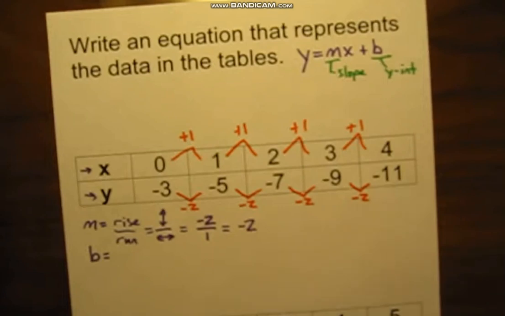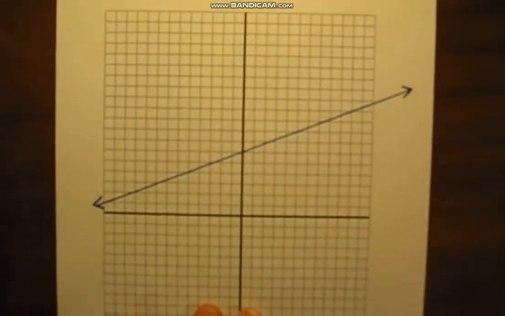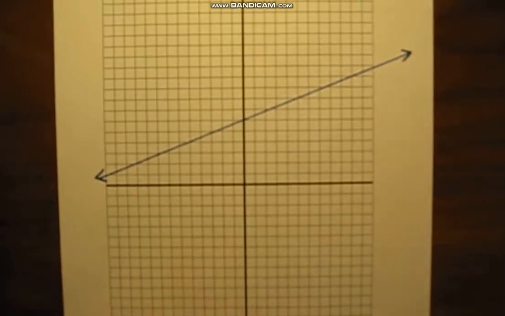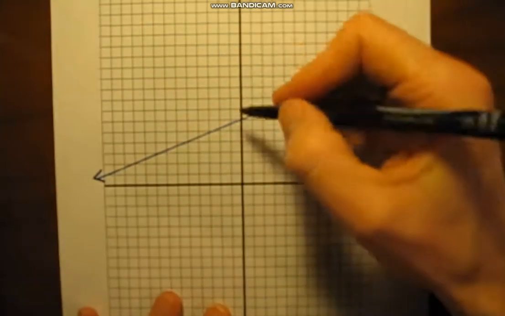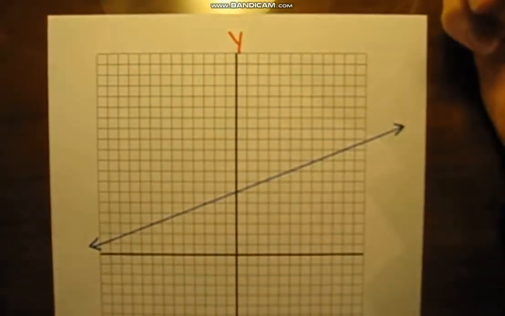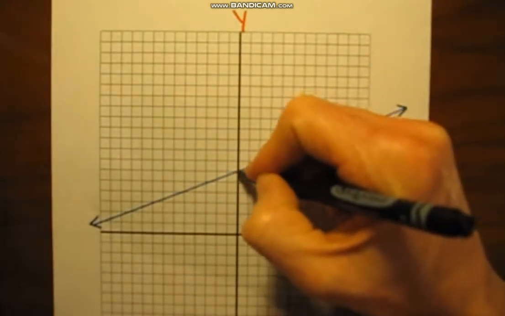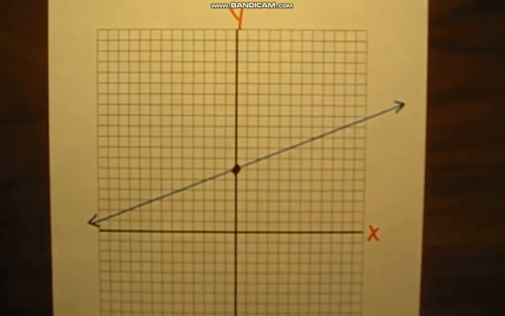That's really easy to do when you're given the graph. But what can you do? How can you get that if you're only given the data table? Well, let me just show you a graph first off. If you are given a graph, this is just a random graph. This line does not represent the data in the table I just showed you. But how would you get the y-intercept here? Of course, the y-intercept is where our line crosses our y-axis. There's our y, there's our x. So our line crosses the y-axis right there.